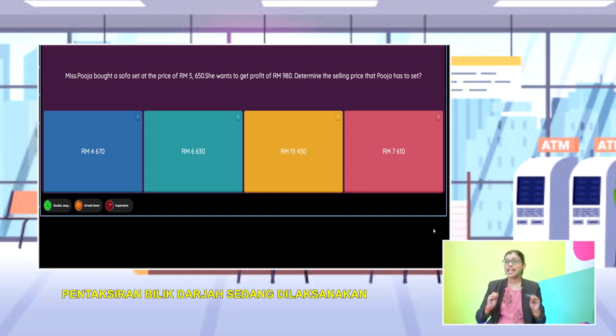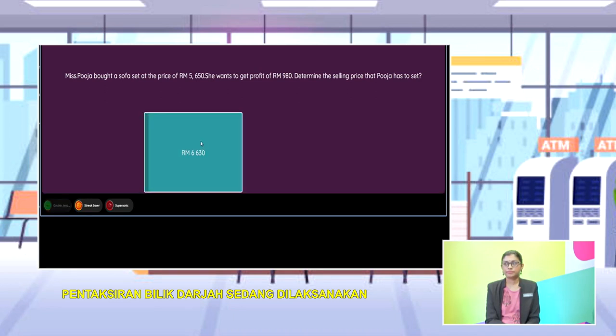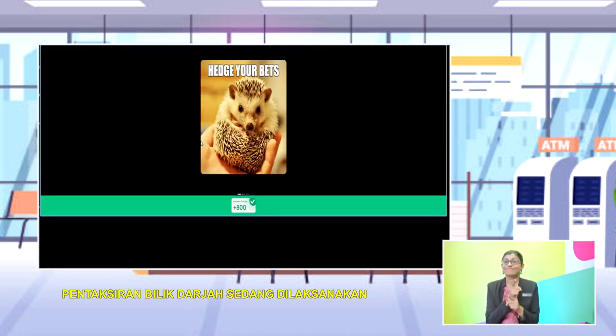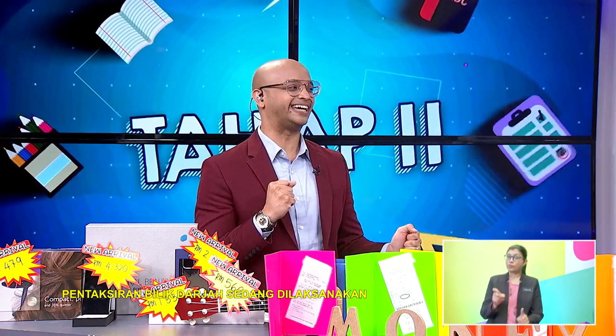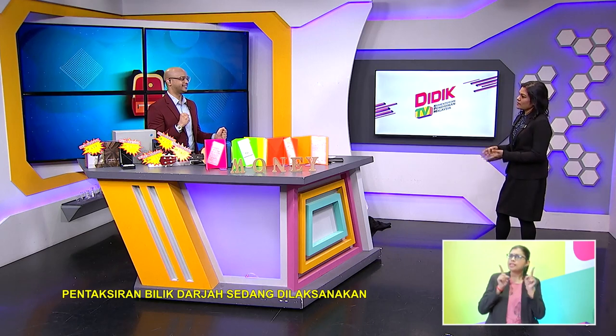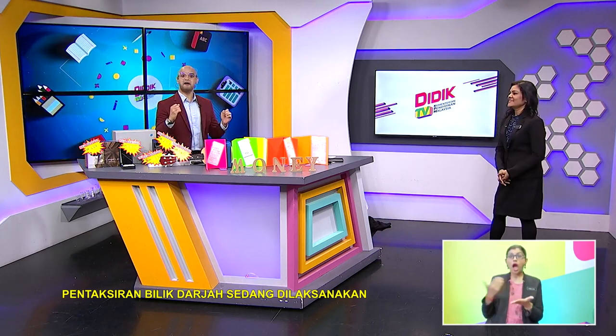Okay, so she wants a profit, right? So I have to add together the cost price and also the profit, and I get 6,630 ringgit. That's the one in green. Cost price you add with the profit. Yes, so that is the selling price. Yay! Right, correct. And now based on the quiz, how many stars do I get? Oh, you did well. So Sean, I'm going to give you another 50 stars. Thank you so much, teacher.